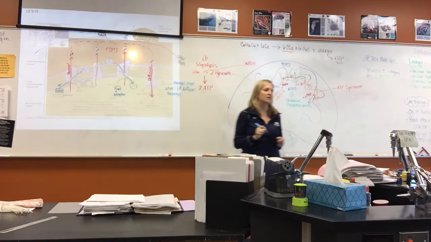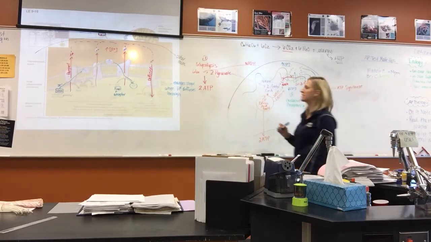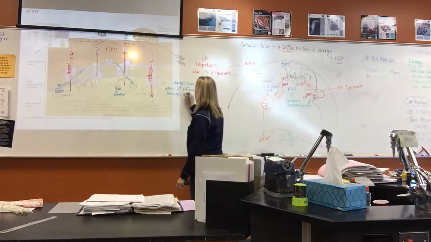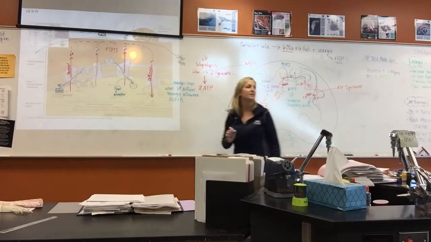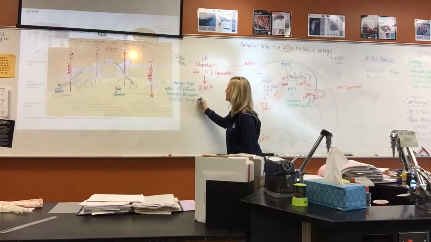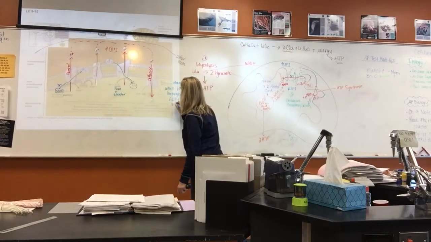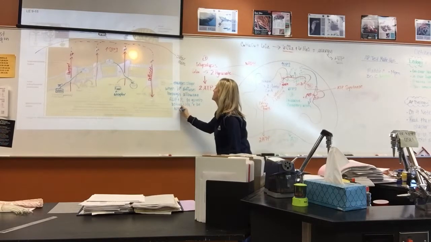Alright, so what does it cause to happen? Allowing what to occur? ADP and a phosphate to go into the active site, and the enzyme can do its thing. And what is its thing? Go into the active site and be converted to ATP.